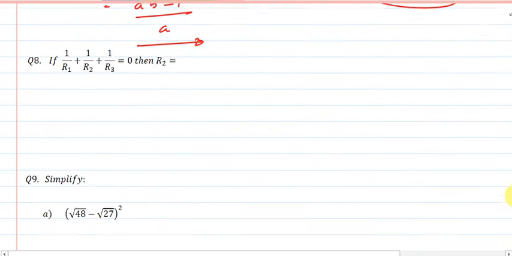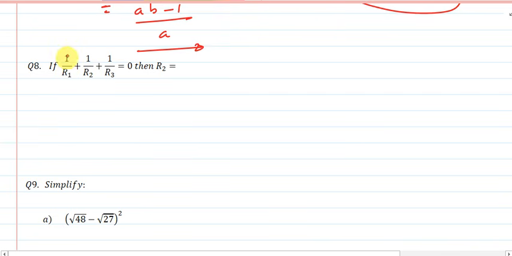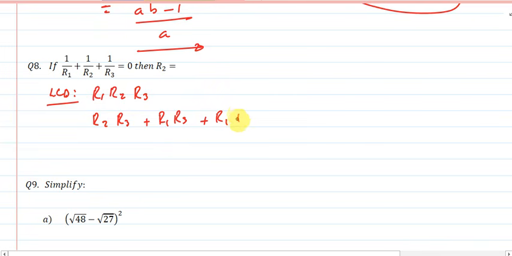Let's look at question 8. If 1 over r1 plus 1 over r2 plus 1 over r3 is equal to 0, then r2 is equal to, right? This question is like changing the subject of the formula. So we can see the LCD is basically r1, r2, r3. So r1 cancels, we've got r2, r3. Plus r2 and r2 cancel out, because we're taking this and dividing by that. R2 can go into r1, r2, r3, giving r1, r3. Times r1, r3, plus r3 and r3 cancel. We're left with r1 and r2, which is equal to 0.